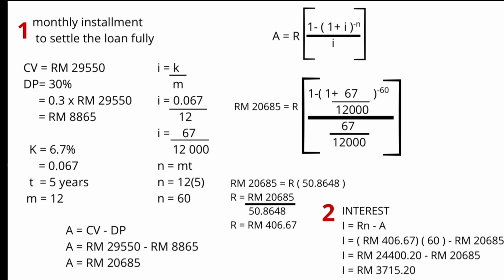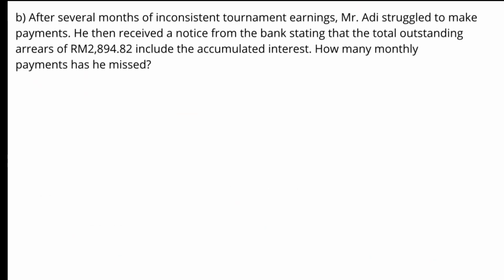Now let's look at question B. After several months of inconsistent tournament earnings, Mr. Adi struggled to make payments. He then received a notice from the bank stating that the total outstanding arrears of 2,894 ringgit and 82 cents include the accumulated interest. How many monthly payments has he missed? The key point here is that he received a notice from the bank stating the outstanding arrears of 2,894 ringgit and 80 cents including accumulated interest. So we need to determine how many monthly payments he has missed.